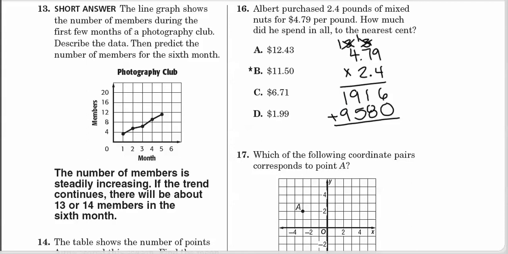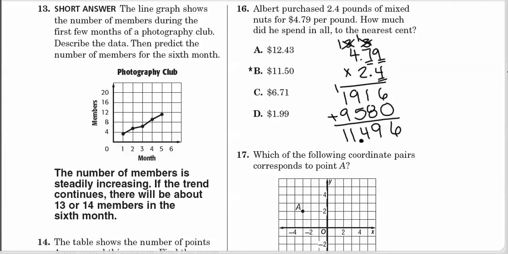So when we do that, we get 6, 9. 9 and 5 make 14. Carry your 1. 1 and 1 make 2. Plus 9 makes 11. Now there's 1, 2, 3 decimal point places, so it goes here.